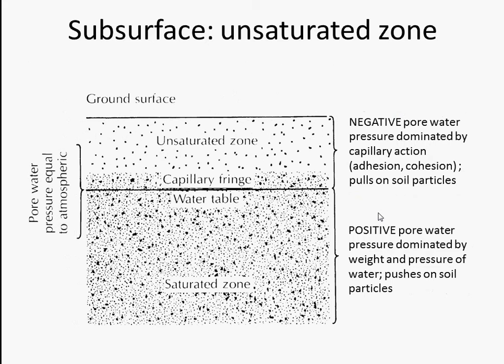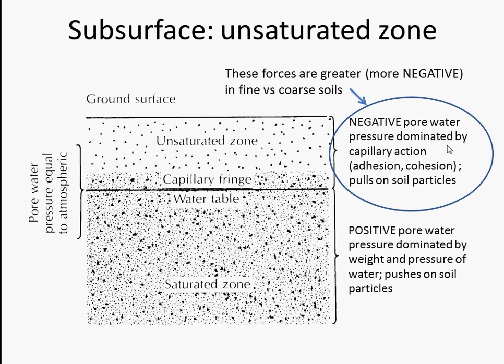Okay, this is just another way of looking at this same idea. We have an unsaturated zone up here and the water table down here, and the saturated zone. Down here we've got positive pore water pressure, so it's dominated by the weight and pressure of water pushing on soil particles. And then up here in the unsaturated zone we have negative pore water pressure dominated by capillary action. So this is sticking to soils and pulling the soil particles together.